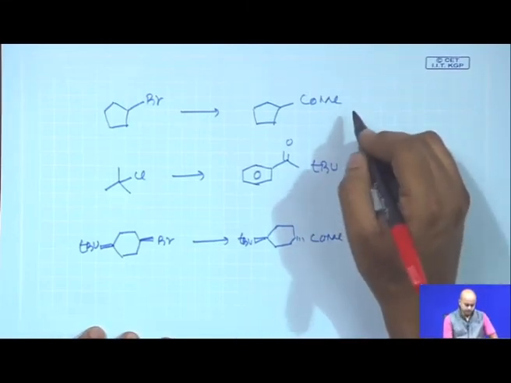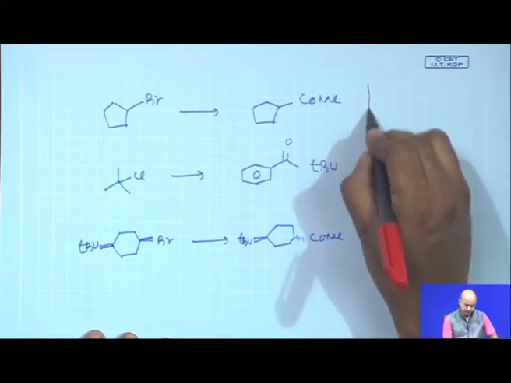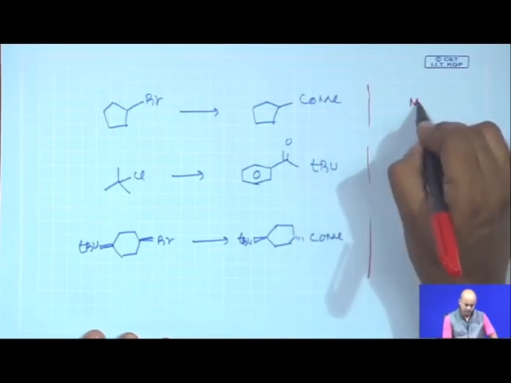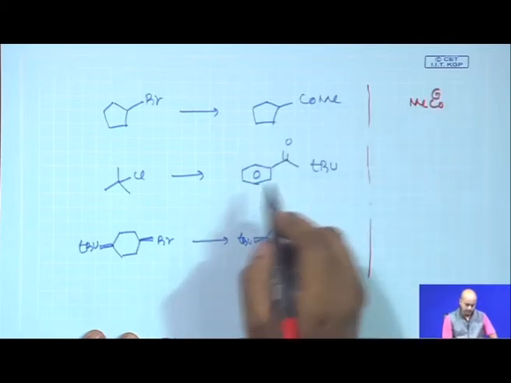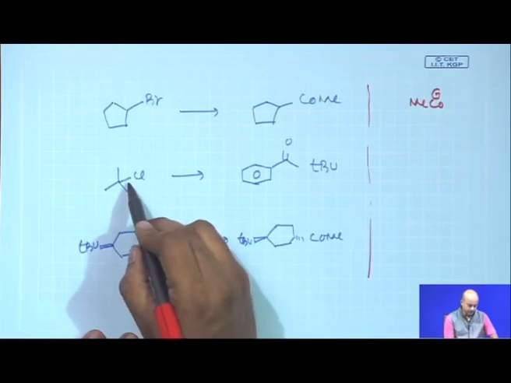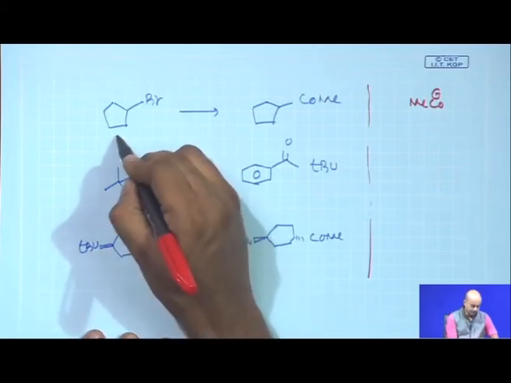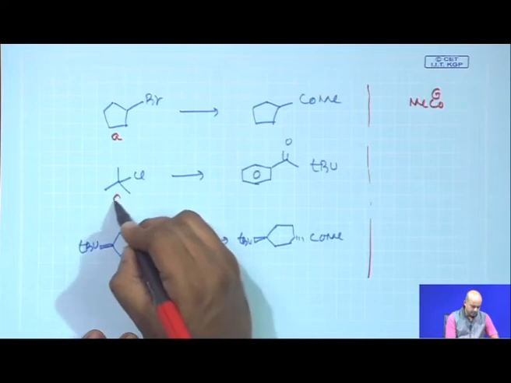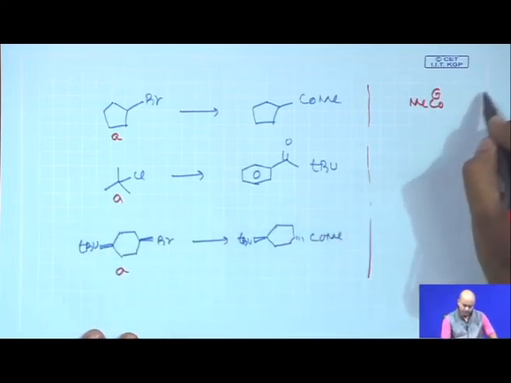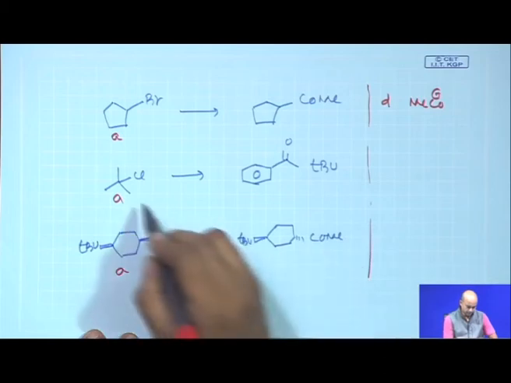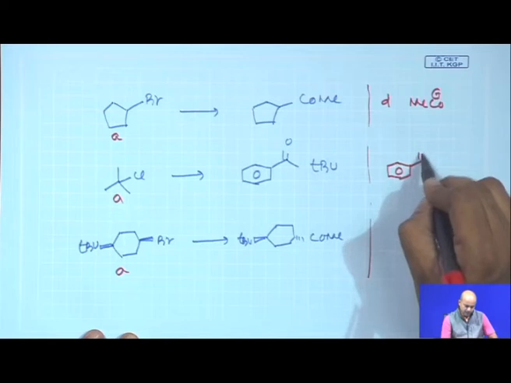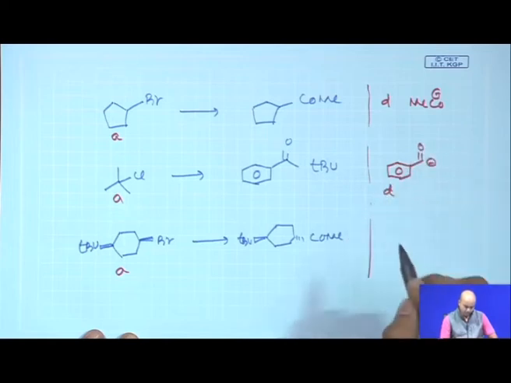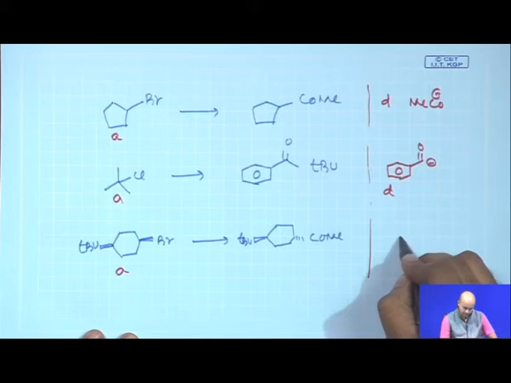So, you can simply think that in this case, if you have a MeCO minus, you can do an alkylation. In particular, in this case the electrophile is here. So, in all these cases these compounds are basically acceptors. So, this is your donor. In this case your donor should be something like this, and in this case your donor will be again the same MeCO minus.